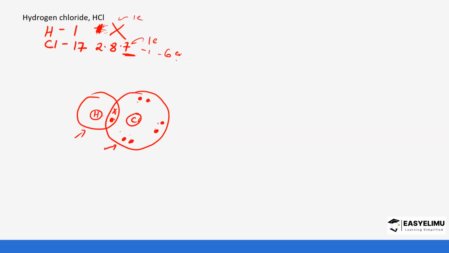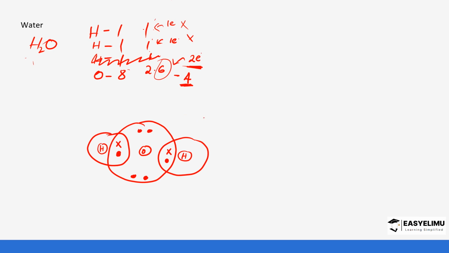So next we go to hydrogen chloride. Remember we put hydrogen and chlorine, and you see what they are sharing are 2 electrons, so it's going to be one line. And then we put the remainder. Hydrogen did not have any remainders, but chlorine had 6 electrons remaining. So you show that. And finally, this is the water we just discussed.